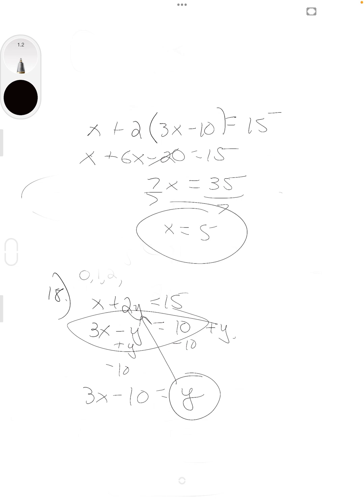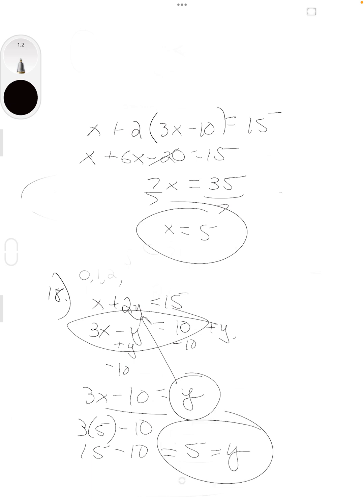So x is 5. What is y? Well, remember, y is this, so it's 3 times 5 minus 10. That's 15 minus 10. 15 minus 10 is 5. So y is also 5 in this particular problem.